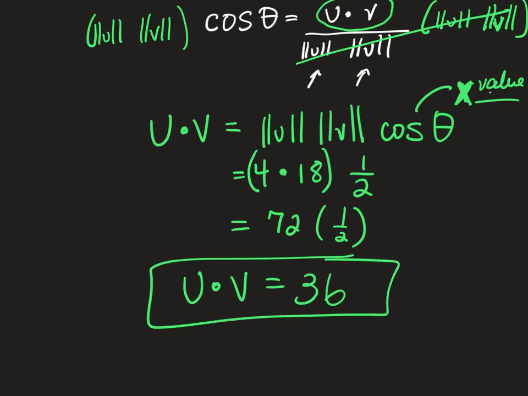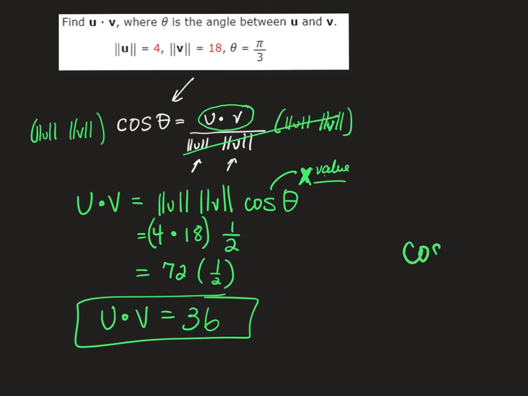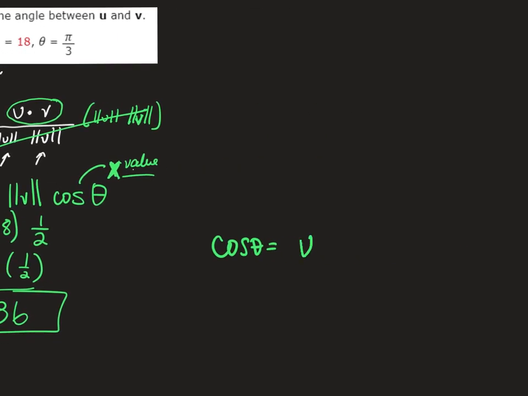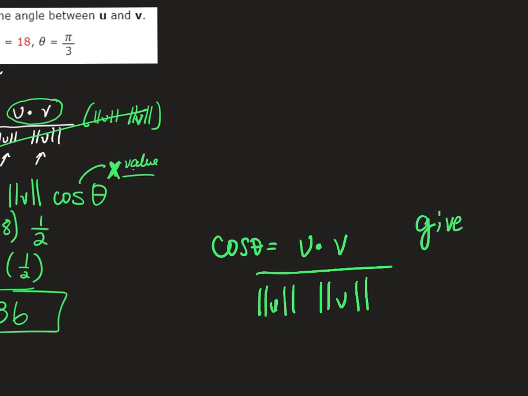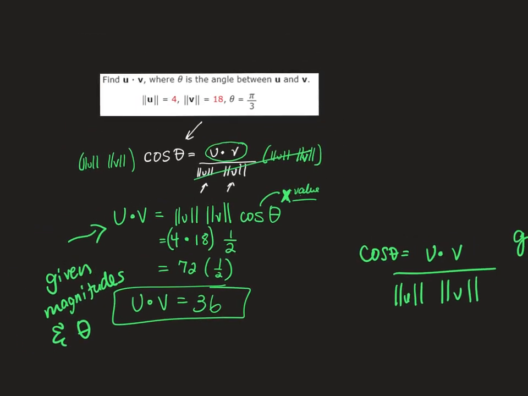So you'll have some web assigned questions like that. Just make sure that you understand. If you're looking for the angle, then you use the original formula of cosine theta equals the dot product of u and v over the magnitude of u times the magnitude of v. You use this when you're given the two vectors. You use this one over here when you are given the magnitudes and theta. So depending on what they give you, it depends on which way you would manipulate the formula.